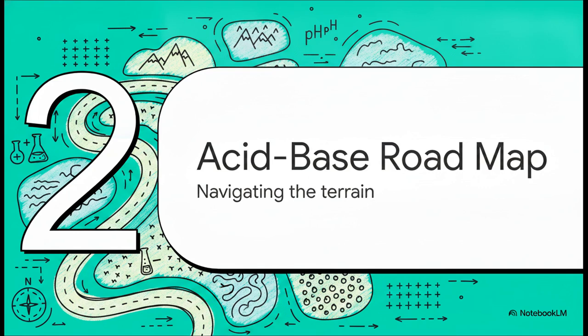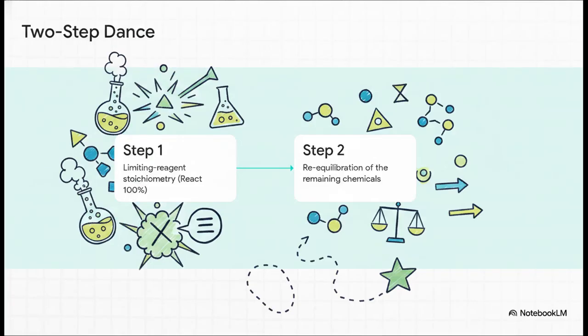Moving right along to Section 2, the acid-base roadmap. Time to navigate the terrain. Okay, so here is the crucial point. Think of this as the golden rule for solving these problems. It is always a two-step dance. Step 1, limiting reagent stoichiometry. Basically, when you mix things together, you first pretend they react 100%.